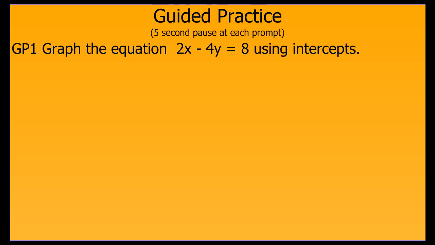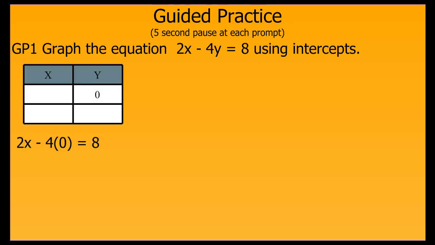What we're trying to do is graph the equation using the x and y intercept. Your next question is, what's our first step? Our first step is to find the x-intercept. Or we could find the y-intercept first, but usually we start with the x-intercept. So how do we find the x-intercept? We substitute 0 in for y.